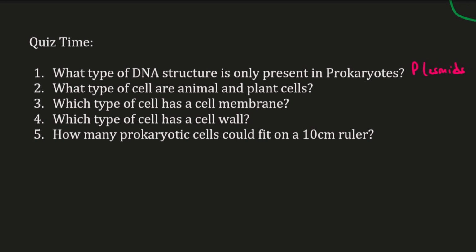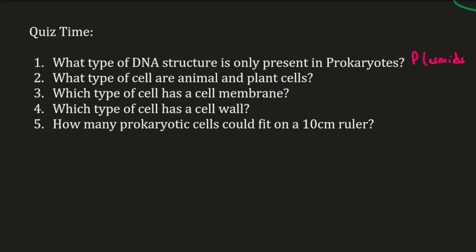The next one, question 2, what type of cell are animal and plant cells? Animal and plant cells, we said right at the beginning, are eukaryotic cells. Which type of cell has a cell membrane? Well, both of them actually have a cell membrane, so you should have put both eukaryotic cells and prokaryotic cells. And which type of cell has a cell wall? That is only prokaryotes.